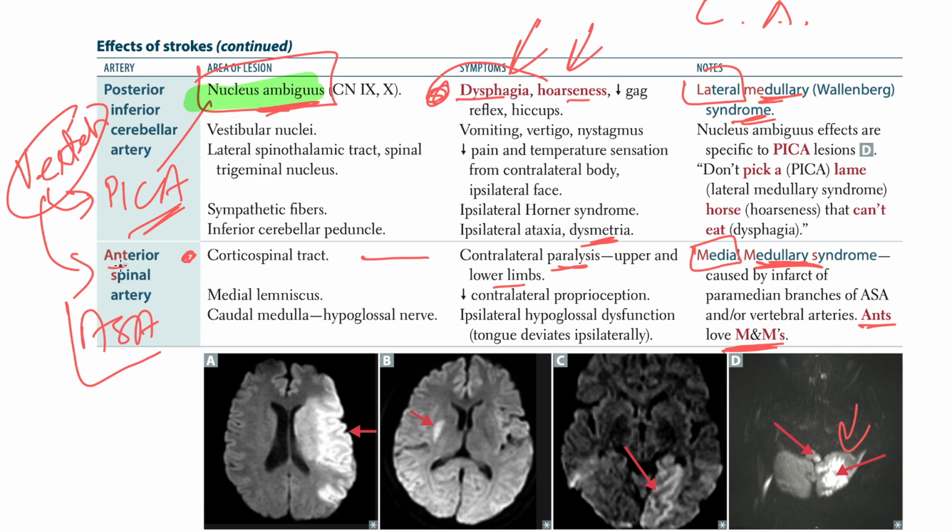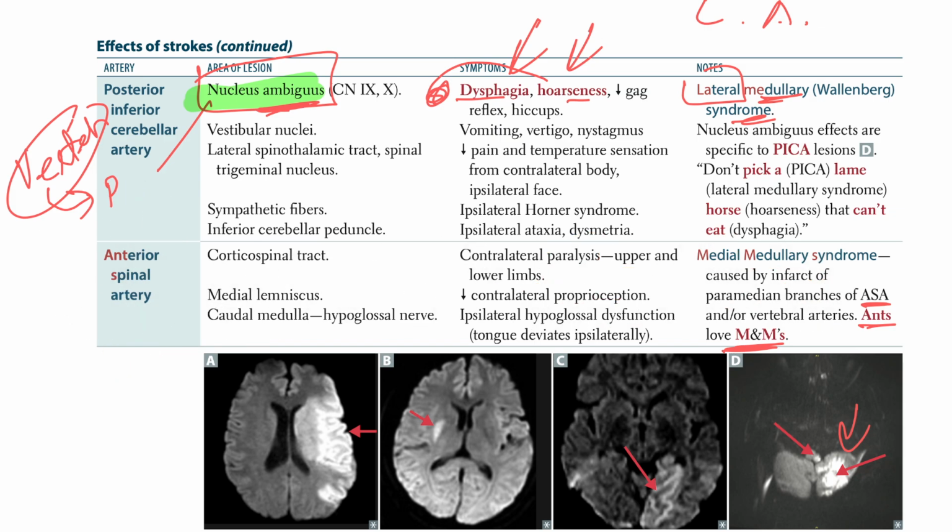Ants, for example, the anterior spinal artery, right? They love M&M, medial medullary syndrome. Here, all you have is the paralysis of upper and lower limbs. It is caused by infarcts of paramedian branches of ASA and/or vertebral arteries. It also supplies the medial lemniscus, which causes decreased contralateral proprioception. Also, if there is a lesion on the caudal medulla, which is the hypoglossal nerve, there's going to be ipsilateral hypoglossal dysfunction.